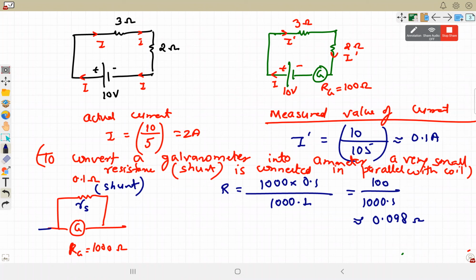Understand that this was an example to make clear why the direct galvanometer is not fit for measurement, because it will affect the overall resistance so badly that the current will become 1 by 100 time, 1 by 10 times, something like that. So galvanometer reduces current by a huge amount. So to maintain the same amount of current, we'll have to make it into a certain device whose resistance is almost negligible. Ideal case would be zero resistance.